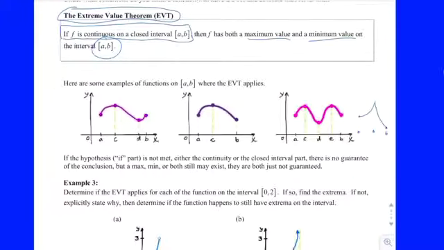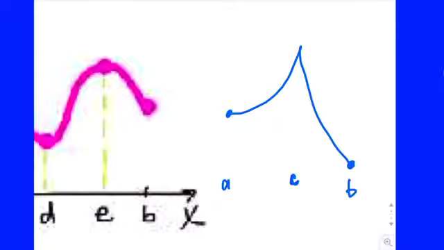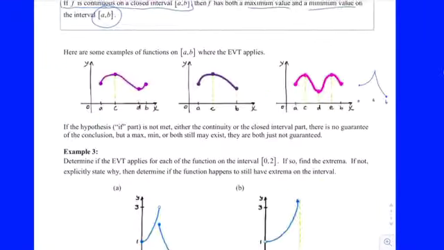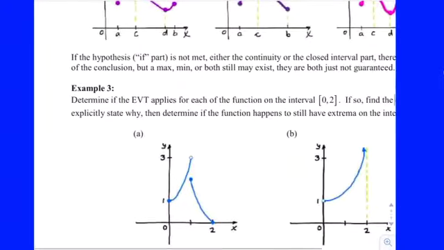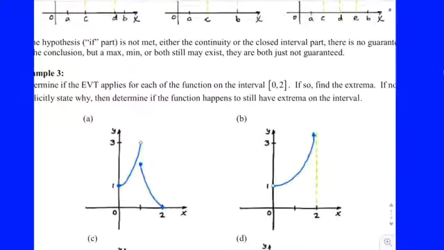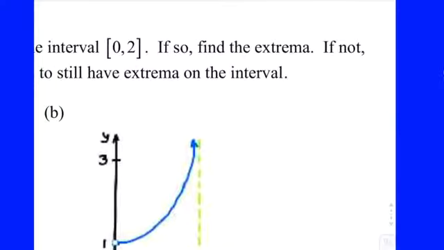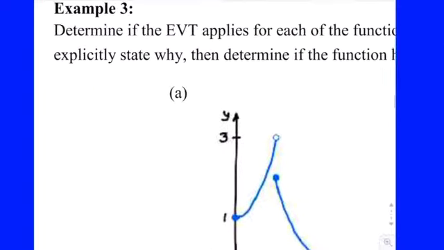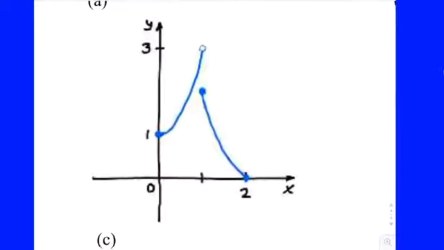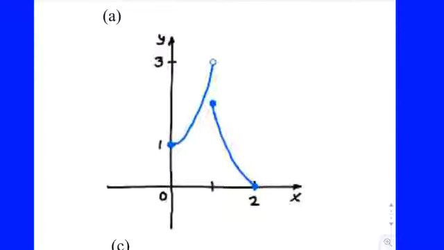All right, so that would still hold true. A derivative can be 0 or undefined on the interior. Okay, example 3. Determine if the EVT applies for each of the following functions on the closed interval. If so, find the extrema. If not, explicitly state why. Okay, that doesn't mean using curse words. So here we go. We're going from 0 to 2.